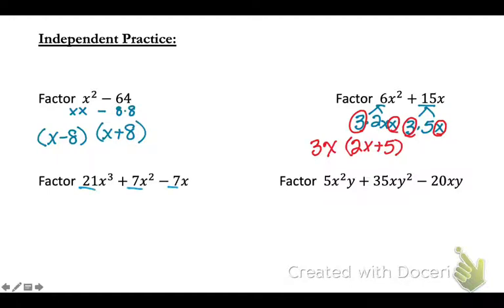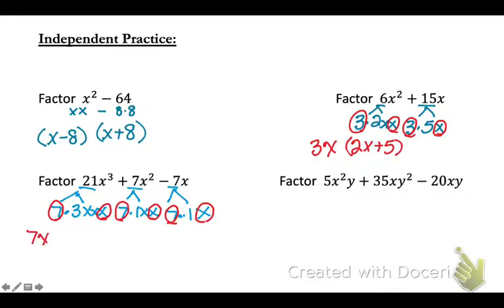I'm looking at the next one. I'm looking at 21, 7, and 7, and the biggest number that'll go into all three of those is 7. So I'm going to factor that into 7 times 3, 7 times 1, and 7 times 1. Then I'm looking at my x's. I have 3 there, I have 2 there, and I have 1 in my last term. So the thing I have in common in all three of these terms is a 7 and an x. So my greatest common factor is 7x. Everything else that I have not circled goes back into parentheses, and I get 3x squared plus x minus 1. This is a trinomial that we haven't really looked at, so we're going to leave that as is.